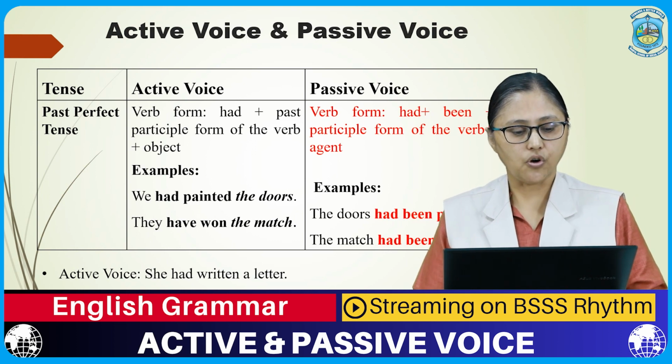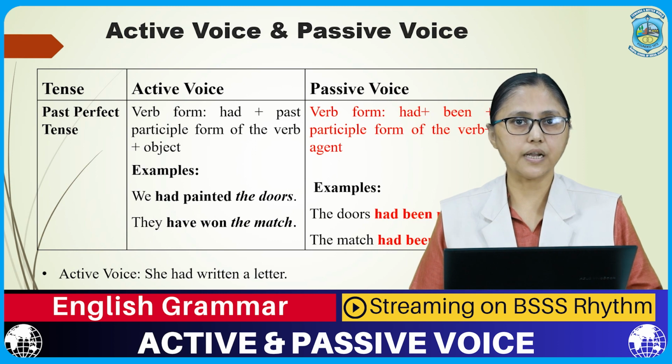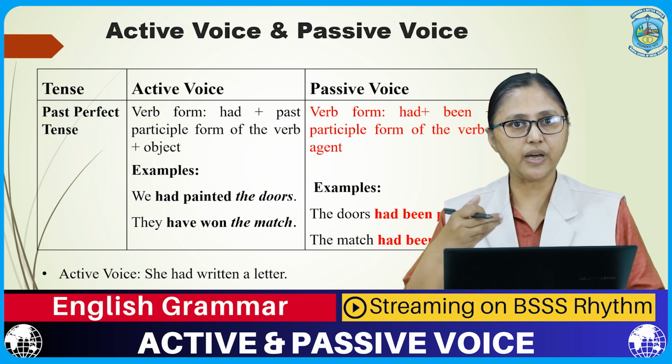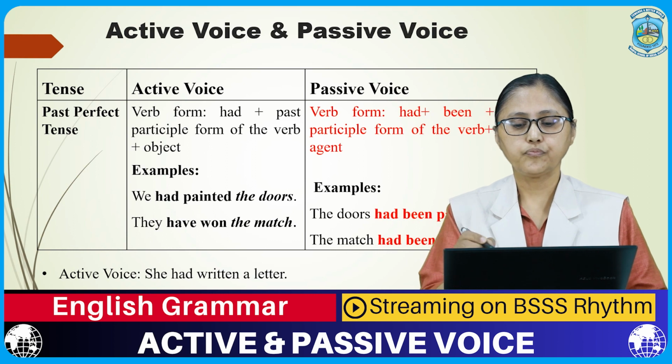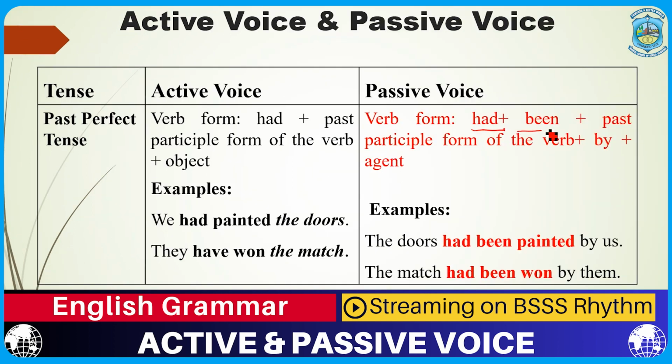We had painted the doors. They have won the match. Both are in active voice. We will change them into passive voice. We will apply this formula: had plus been plus past participle form of the verb plus by plus agent.